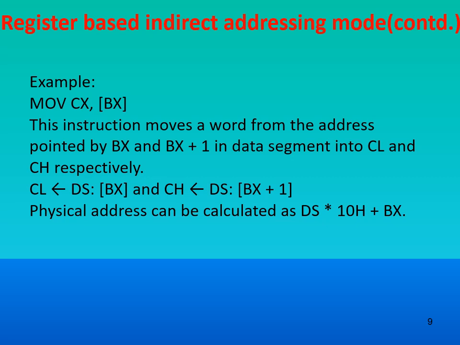And that one will be used for calculating the effective address with respect to the data segment. And from that value, we will get one more address, the next consecutive address. The value in the next consecutive address will be moved to CH. So it is like DS into 10H plus BX, and for the next one, it is DS into 10H plus BX plus 1. So that is register based.